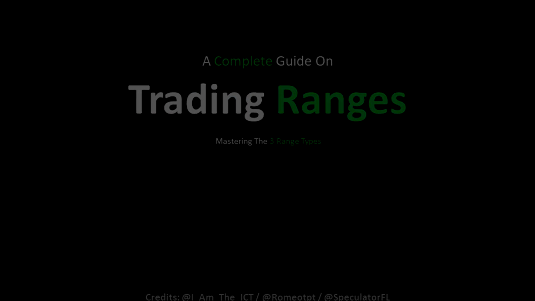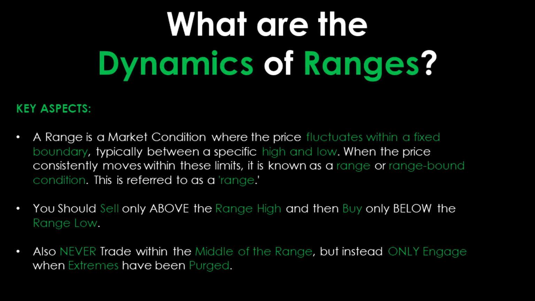Now let's get into it. Let's begin by introducing and defining the concept of ranges. I'll provide you with the most refined and relative definition I've developed. In general, a range refers to a market condition where the price fluctuates within a fixed boundary, typically between a specific high or low over a period of time. When the price consistently moves within these set limits, it's known as a range or a range-bound condition. This is what we refer to as a range.